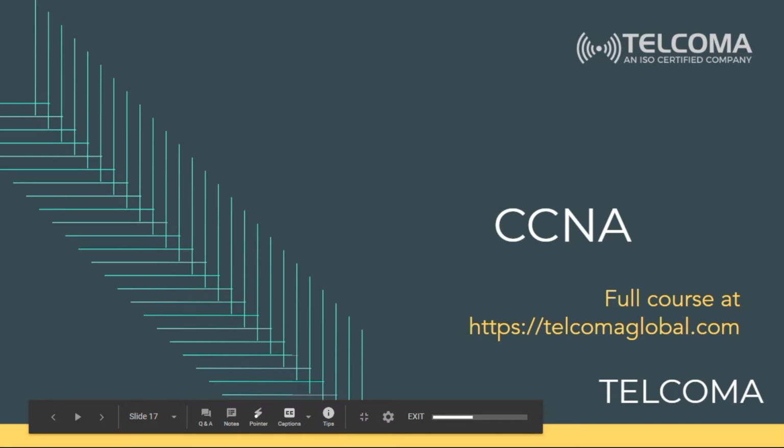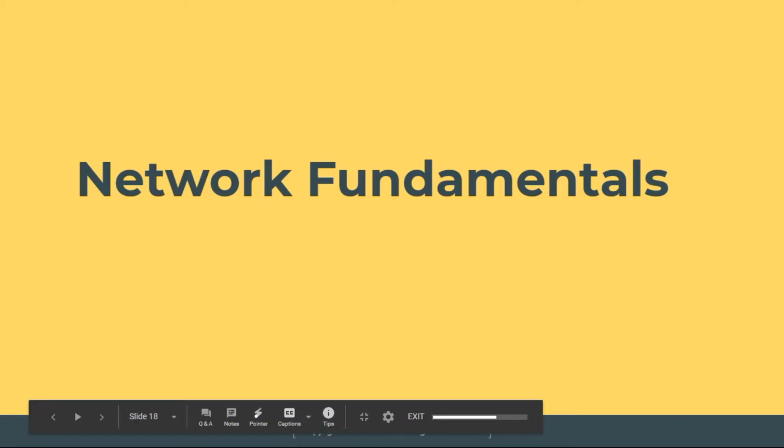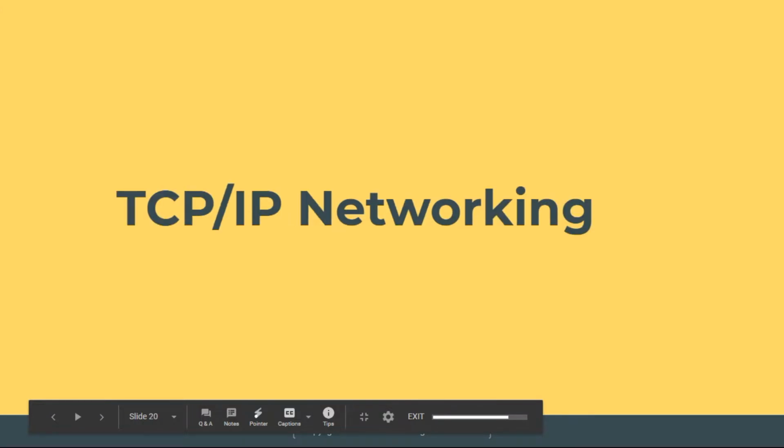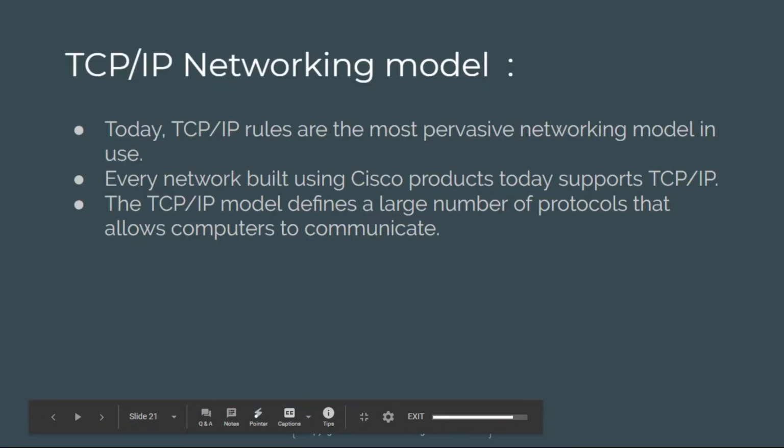In this course, we are going to discuss all the concepts in CCNA, which will help you clear the CCNA examination. So let's start with the network fundamentals of CCNA. We are in chapter 1, which is Introduction to TCP/IP Networking.